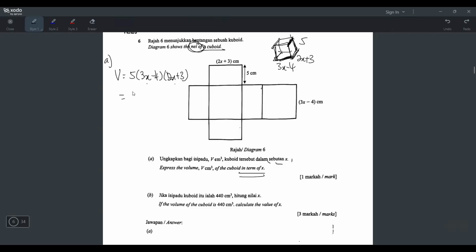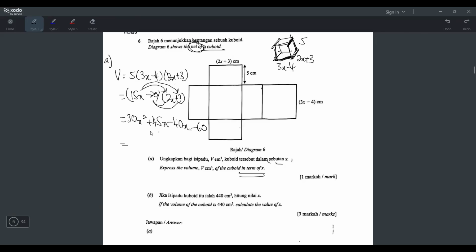Okay, 5 times 3x is 15x. 5 times negative 4 is negative 20. But you still have to times with 2x plus 3. So let's do it now. Expand 15x times 2x, that is 30x, and then x times x is x squared, right? Okay, the next one is 15x times 3. 15 times 3, press calculator, 45x. Negative 20 times 2 is negative 40x. And then this one expand like this, you get negative 60.